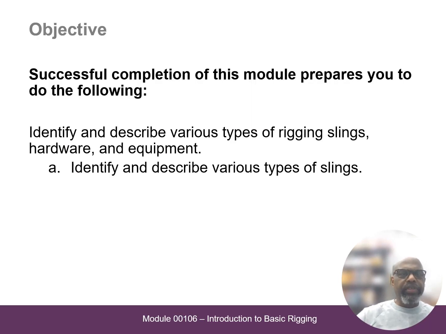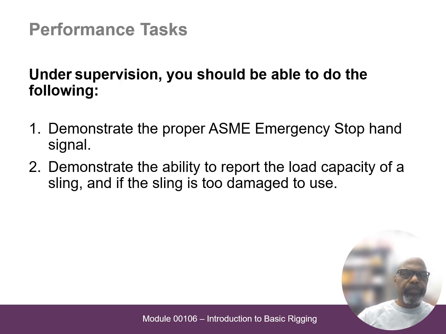So the objective of this section in this module is to be able to identify and describe various types of rigging slings, hardware, and equipment. Also, to be able to identify and describe various types of slings. And we will go through performance tests and actually do a couple of demonstrations to see how things would work and how important it is to handle things properly when rigging large pieces of equipment to lift.